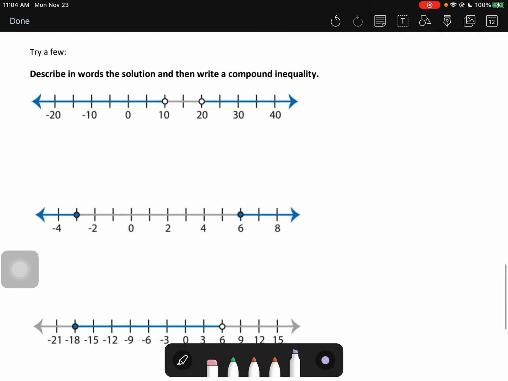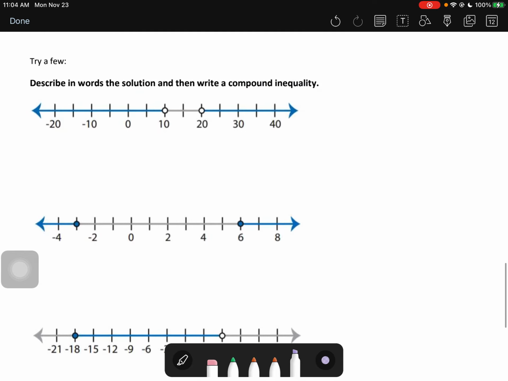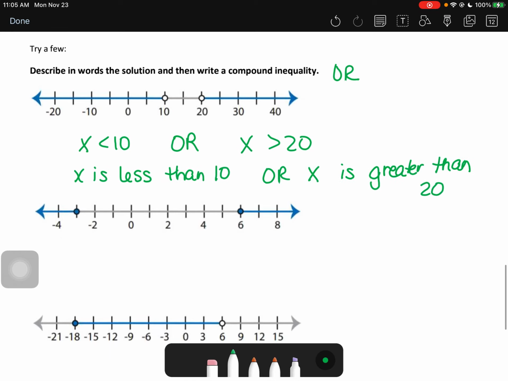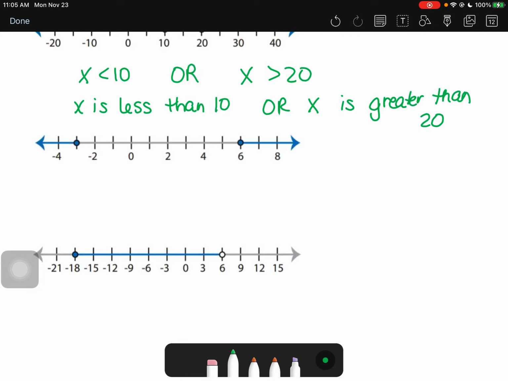So now we're going to have you try a couple on your own. And so let's just do the first one together to remind you what we're going to do. So since this is going two separate directions, we know that this one is an or situation. So we know that x is going to be less than 10 or x is greater than 20. In words, x is less than 10 or x is greater than 20. Please finish the last two examples and then we will check them over in class.